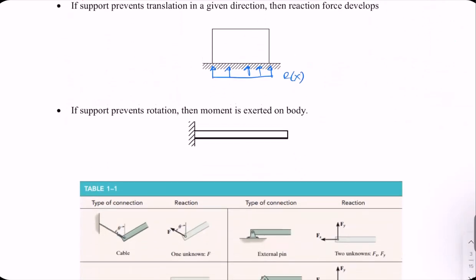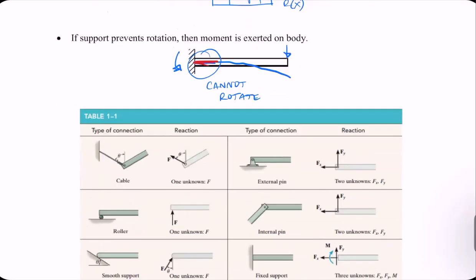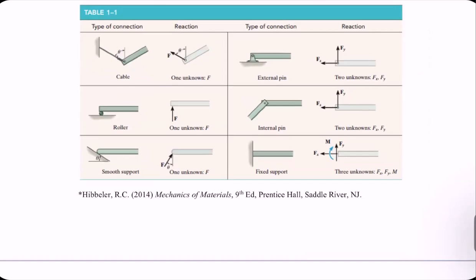If our support prevents rotation, then we see a moment exerted. So this beam, if we load it, would want to deflect like this. It could not rotate at this fixed support. Therefore, a moment must develop to prevent that rotation. What it wants to do, if it's not prevented, is do that. So this moment is pushing it back rigid. Here we have a table from the Hibbeler textbook showing what they might commonly look like. We could also have cables. There's our external pin, internal pin or hinge, fixed support, roller, and a smooth support, so just being propped on a surface.